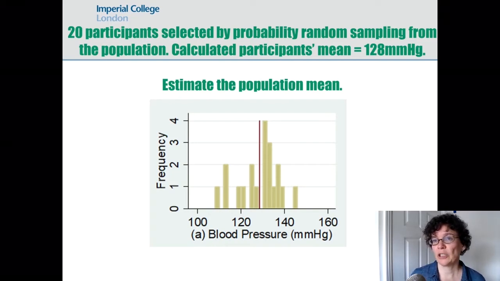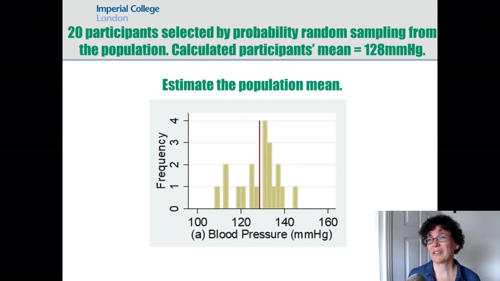Because we know blood pressure on each of these 20, we can calculate their sample mean blood pressure, which is 128. But what we don't know is the population mean blood pressure, because we didn't measure the blood pressure on everybody in the population. It would just be crazily expensive. We've clearly got some uncertainty, therefore, in what the population mean blood pressure is going to be.